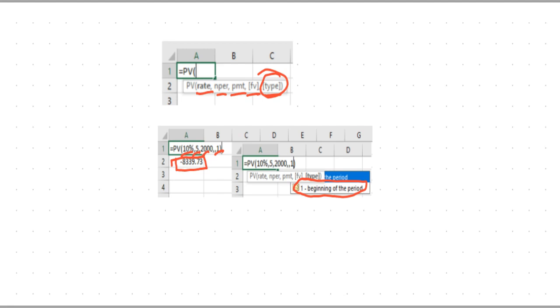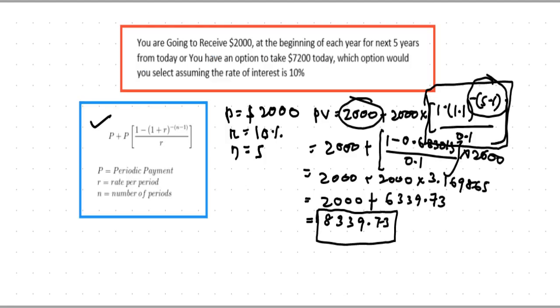So let's get back to our example. The present value of the $2,000 beginning of the period annuity is 8339.73, and you have the other option to take $7,200 today. So you should go with the annuity option because the present value is higher than $7,200. I hope you have understood the topic.